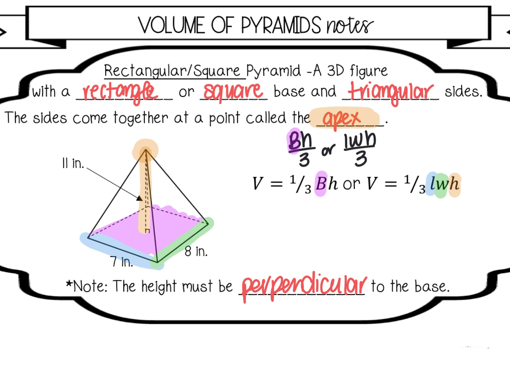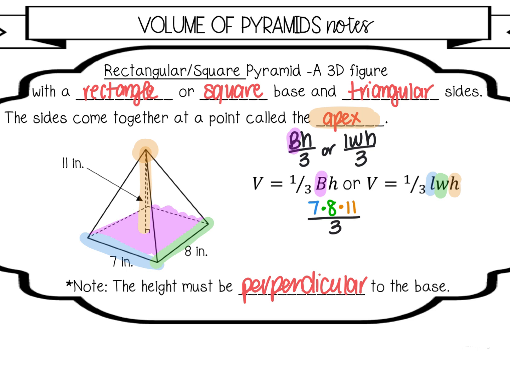So plugging it in, I'm going to use the one that I highlighted in different colors. Again, your B is the same thing as LW. So writing it out, I'm going to have 7 times 8 times my height, which is 11. I'm going to take that and then I'm dividing everything by 3. Go ahead and plug that into your calculator.